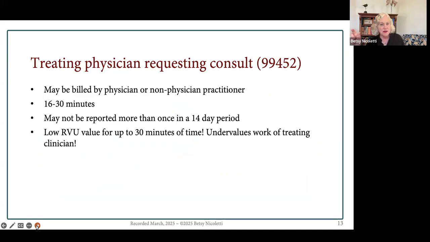It's got this single time unit. So we're going to say we can use the midpoint rule, so we can use between 16 and 30 minutes. Doesn't have a range. It may not be reported more than once in a 14-day period, and it has low RVU values. So it seems, in my opinion, to undervalue the work of the treating physician.